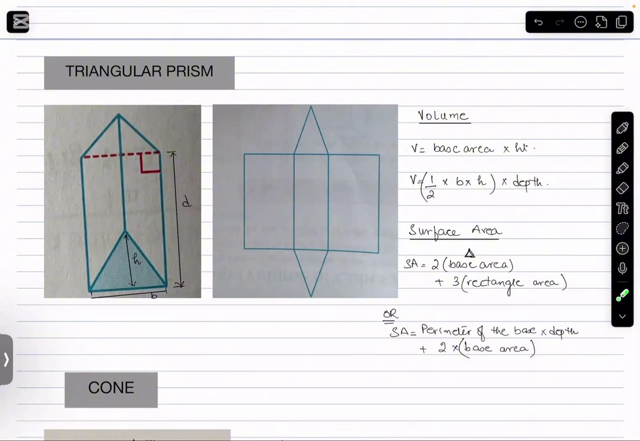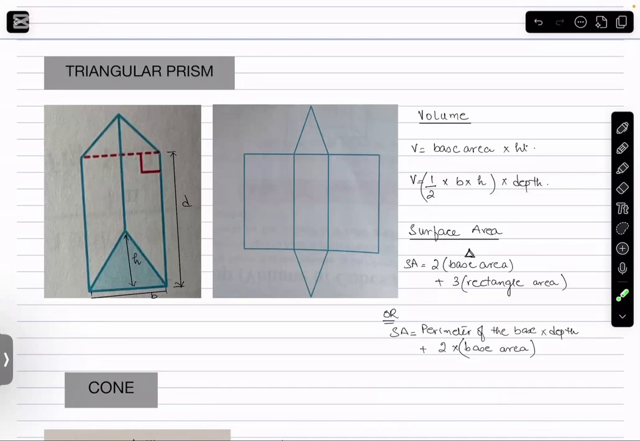Triangular prism. The word suggests the base has to be a triangle, right? So the base here is a triangle, and then it's a prism. We have a constant depth throughout, the constant height throughout. So what is, again, the volume? It's the base area, which is the triangle, times the height here. Volume is 1/2 into base into height for the triangle, base area, and then multiplied by depth.